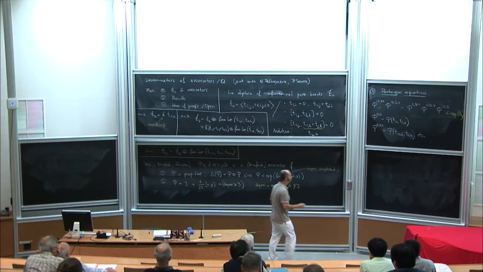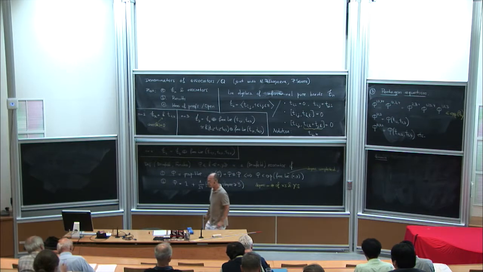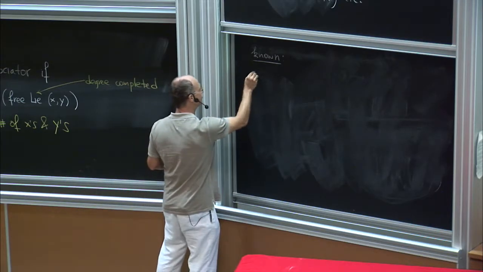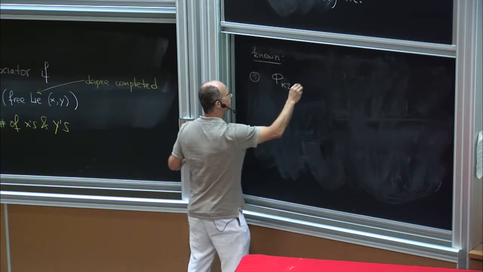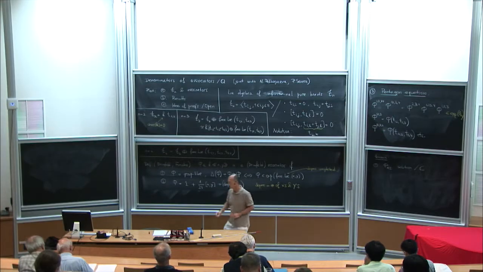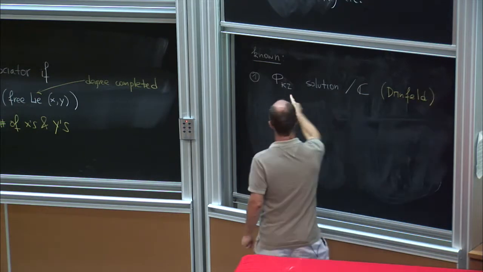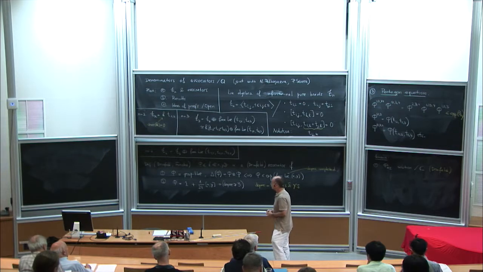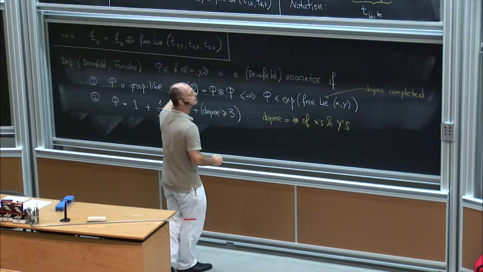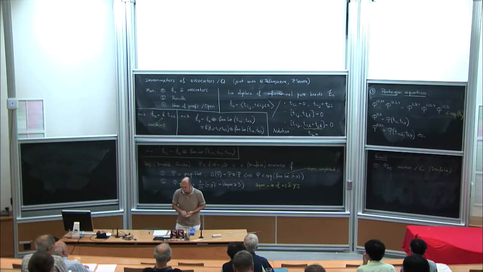So let me give a very brief summary of what is known about associators. I'm not going to list all the facts, only the facts that I'll need in the talk. So first of all, famously, it's known that there is a solution over complex numbers called phi KZ. This is due to Drinfeld. And interestingly enough, the construction, how Drinfeld obtained the solution, is inspired by quantum field theory. So the solution doesn't come from the algebraic formulation of the problem. Instead, one comes with some arguments coming from some other fields, in this case from mathematical physics.